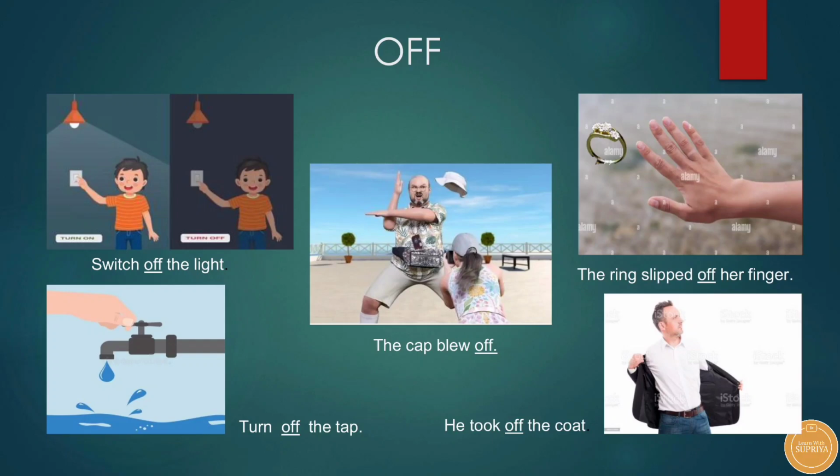Here are a few examples for you. Switch off the light. Turn off the tap. He took off the coat. The cap blew off. The ring slipped off her finger.